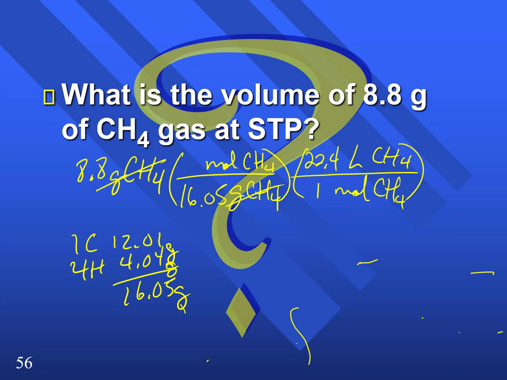And divide by 16.05. So I push 8.8, and the 16.05 is on the bottom, so I'm going to push divided by 16.05. And the 22.4 is on top, so I'm going to push times 22.4. And that gets me 12.3 or 12, or somewhere in that range, liters of CH4.